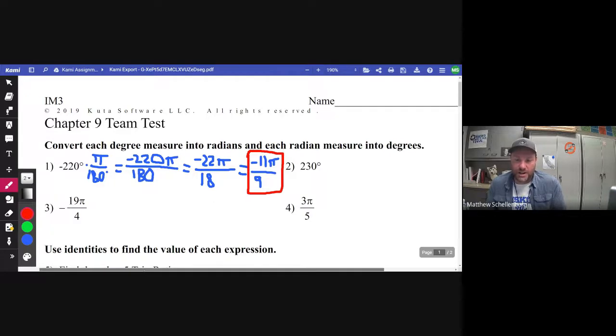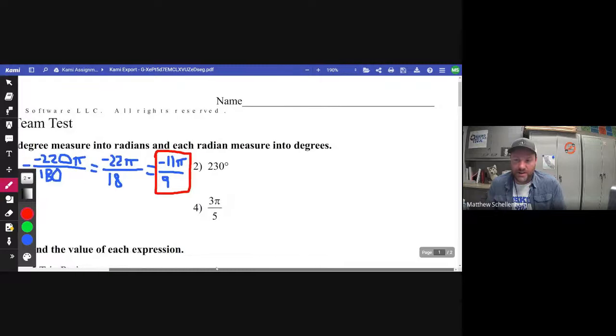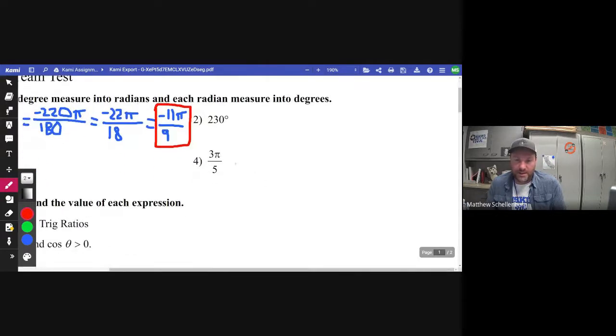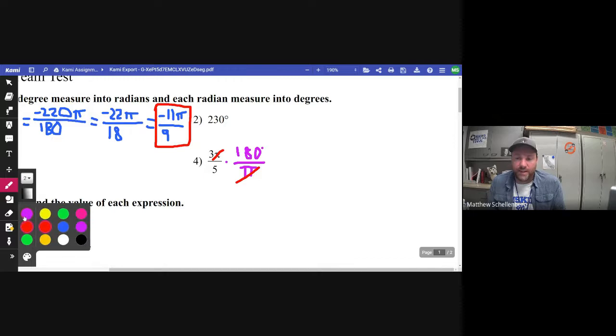Let's do number 4, 3 pi over 5. So if you go the other way around, if you want to go from radians to degrees, you just have to multiply by 180 degrees over pi. Notice that it's the opposite of the one before. And notice also that the pi's will cancel. So that way I remember, oh, I have to put this pi in the denominator because it has to cancel with the pi in the numerator. And this way, I know that I'm going to end up with a pure degree without any pi's in it.